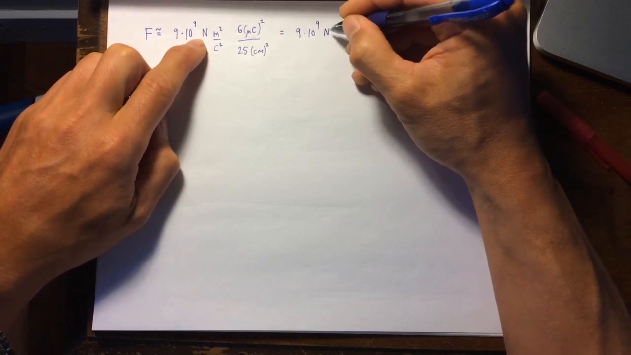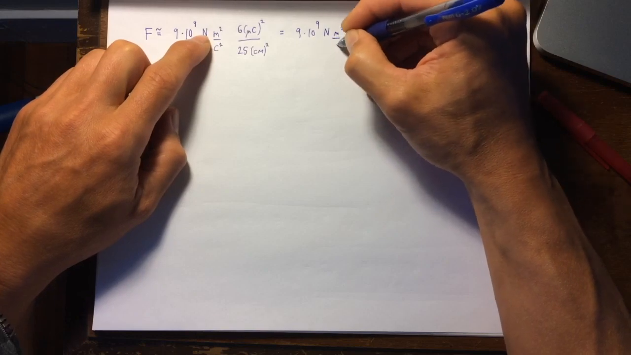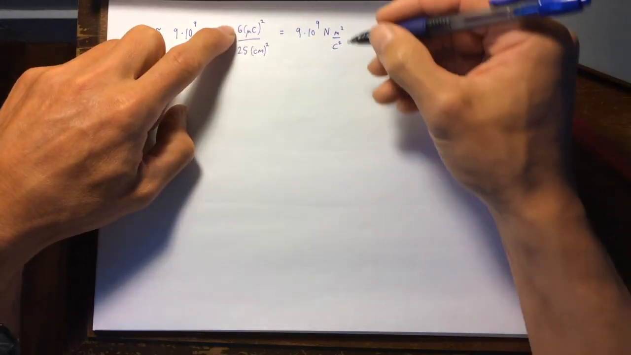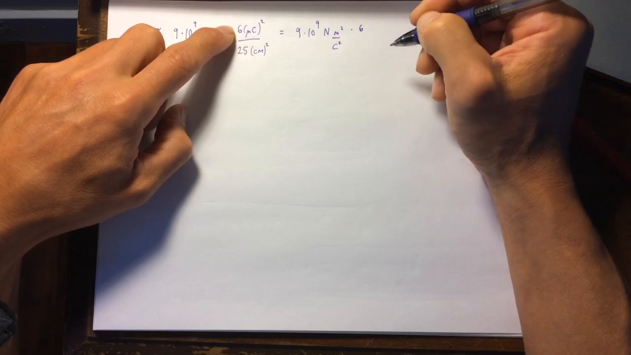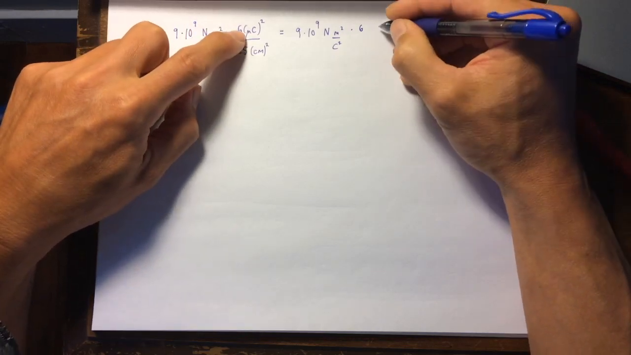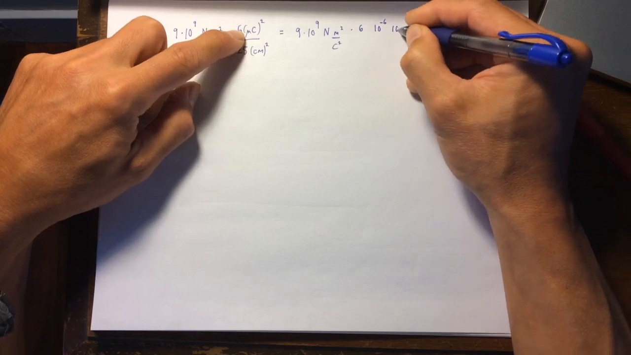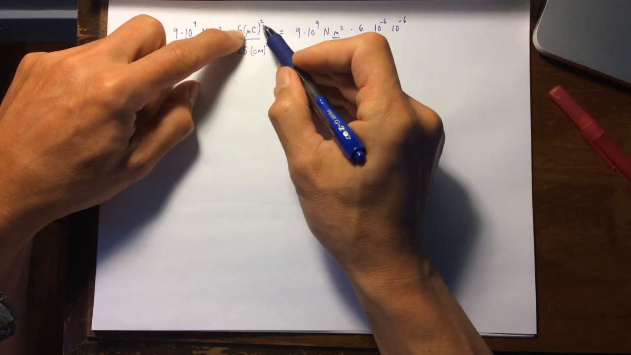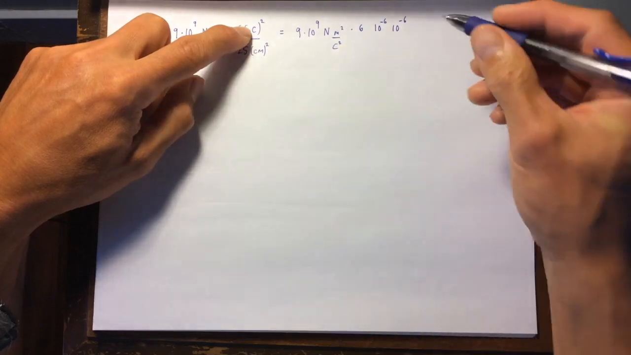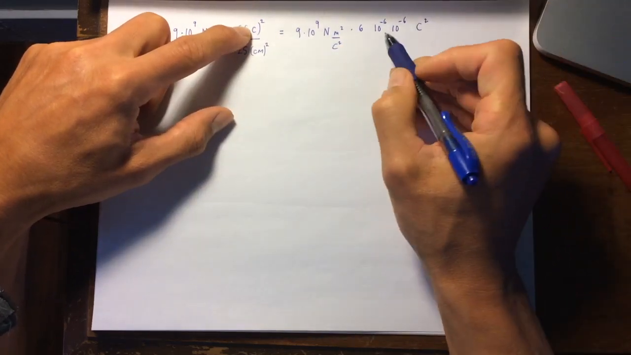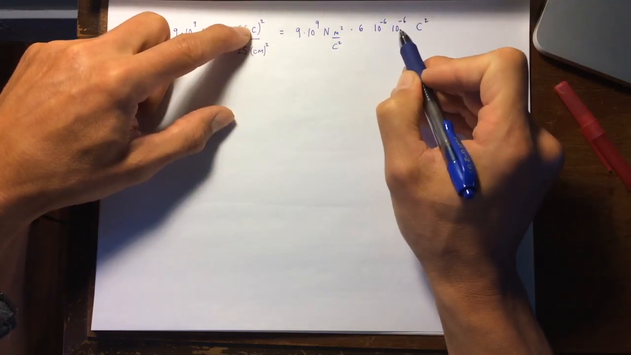It's got newtons meters squared per coulomb squared. There's a factor of 6. There are 2 factors of micro. So this is 10 to the minus 6, right? That's what micro means. But there are 2 factors of it because I'm squaring it. And then there's the coulomb squared. Can you see the 2? It's a millionth of a millionth.